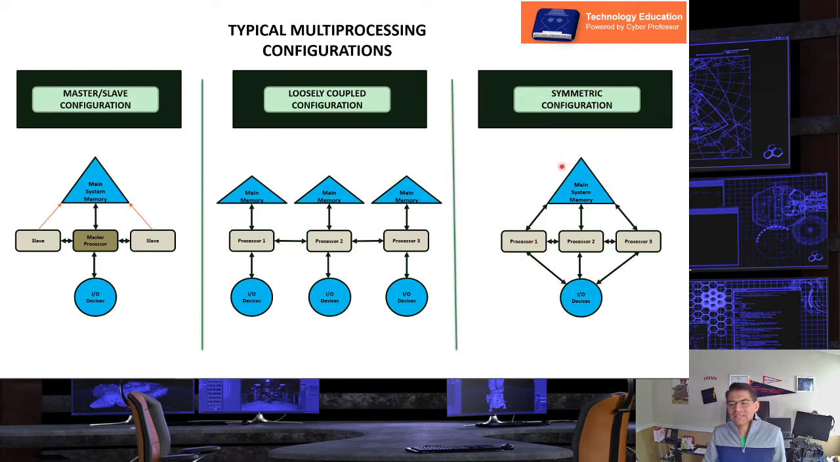So some of the intelligence of the allocation of tasks, threads, and jobs is also handled at this level, the system memory level, and the input-output devices are also being shared rather than being separate or separately allocated to each of the processors. So that is the difference between symmetric and loosely coupled configuration.